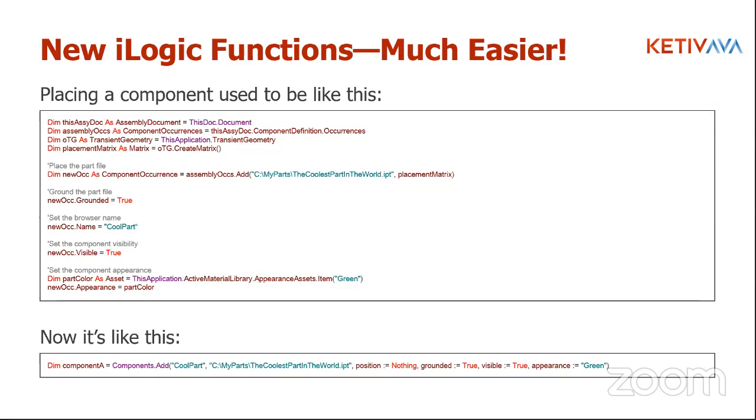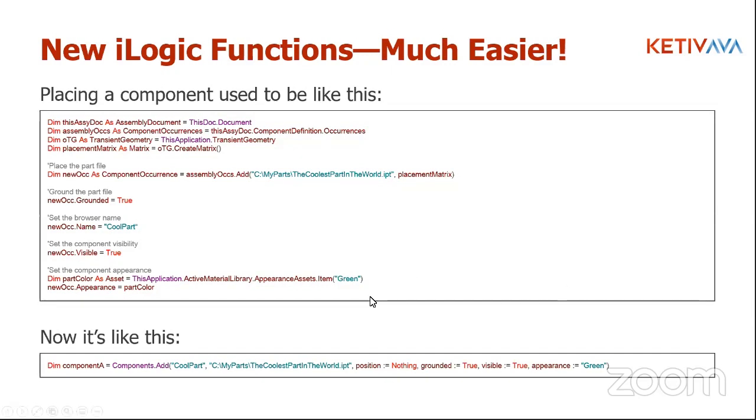So this is for placing just a component in your assembly. Placing a content center part was at least this amount of code plus more for accessing the content center itself. That is also much simpler in just a single line of code. And I'll show you an example of that today. And a similar idea for creating assembly constraints can now be accomplished with a single line. So yeah, let's just jump right into it.